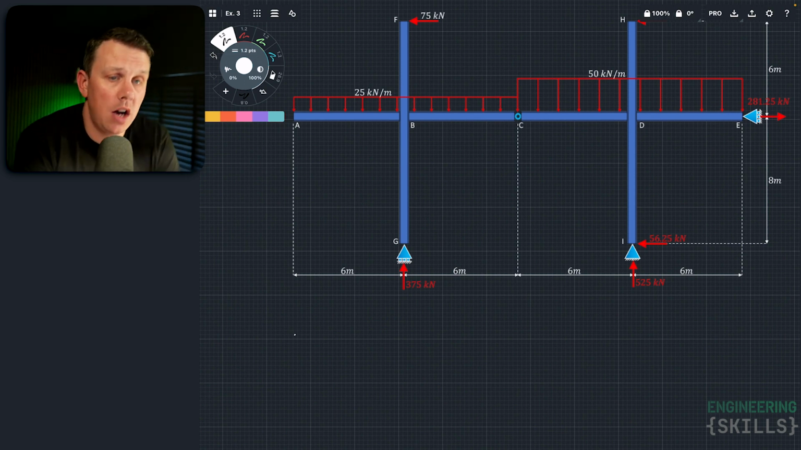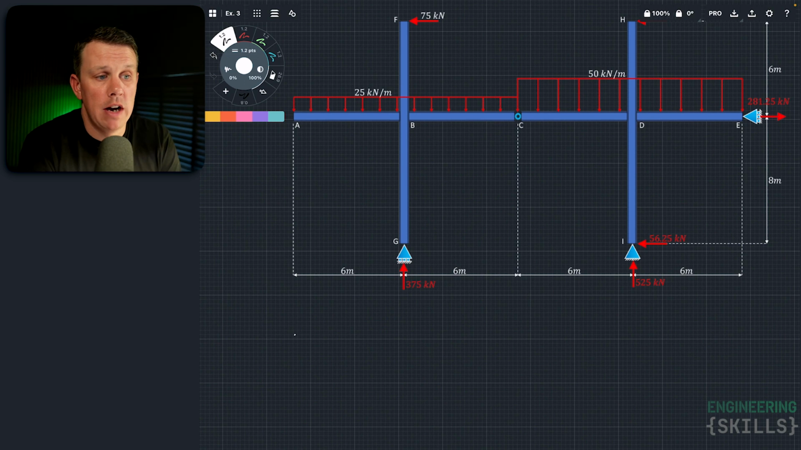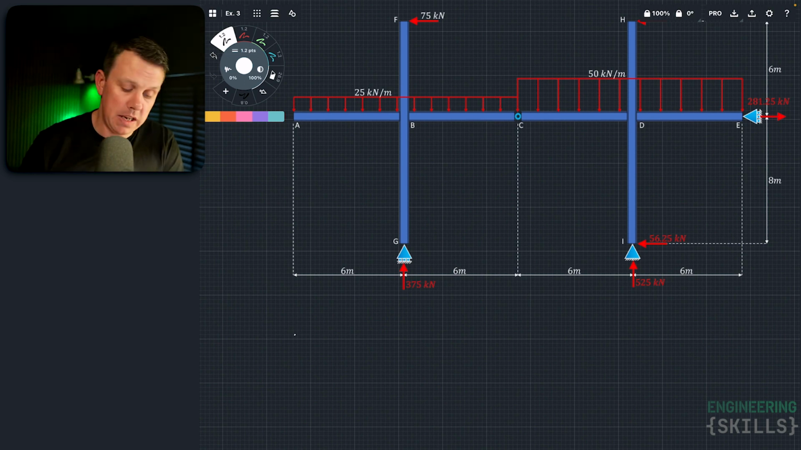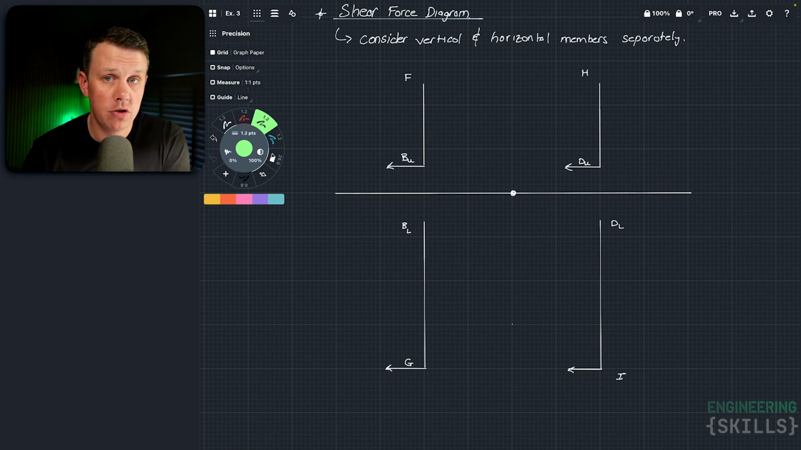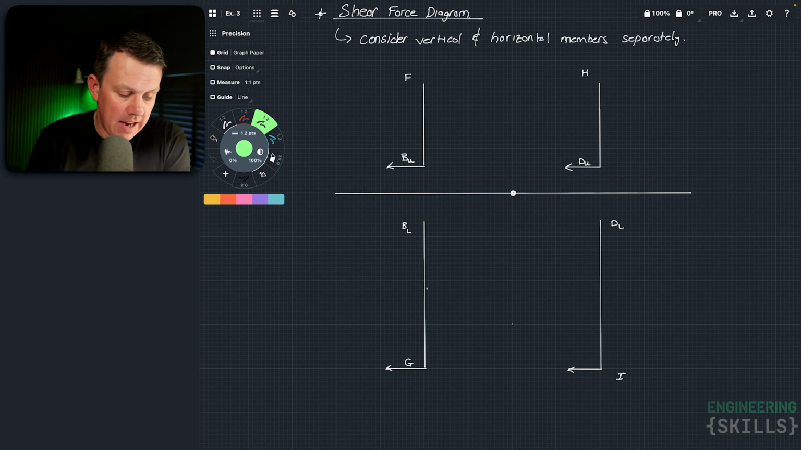So we'll focus on the shear force diagrams for the column elements first, and then we'll draw separately the shear force diagram for the beam, the horizontal beam element. Okay, so here we have a diagram that we can use to sketch out our shear force diagram. Now on this particular diagram here, we're just going to draw the shear force for the vertical members, for the column members, and you can see as well that I've drawn on an axis direction, so a shear axis direction, which is going to be positive to the left.